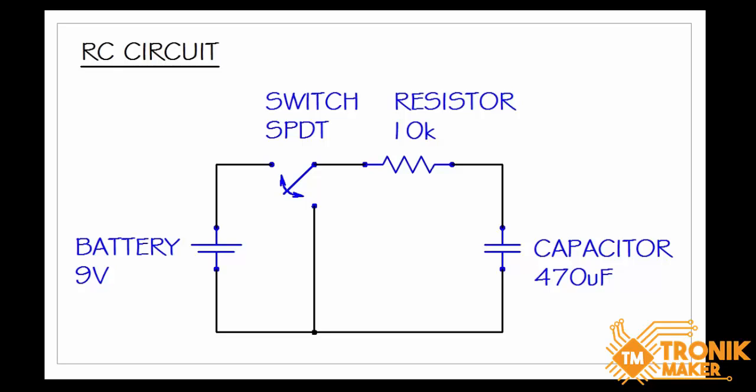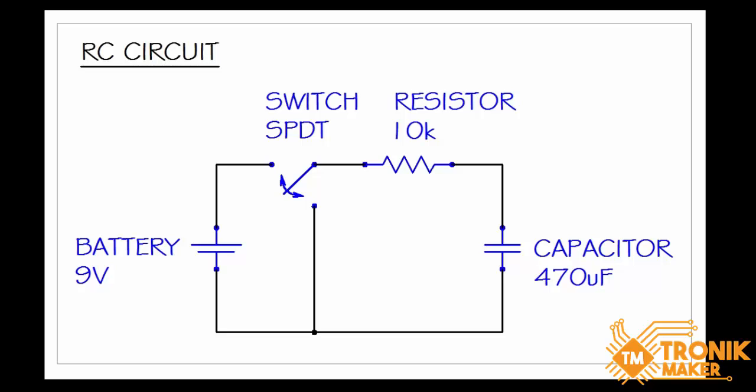This tutorial will provide you information on how to perform some simple signal measurements in PoScope 4 software. For this purpose, we made a simple circuit that consists of a 9-volt battery, a 470 microfarad electrolytic capacitor, a 10 kilo-ohm resistor and a single-pole double-throw switch.